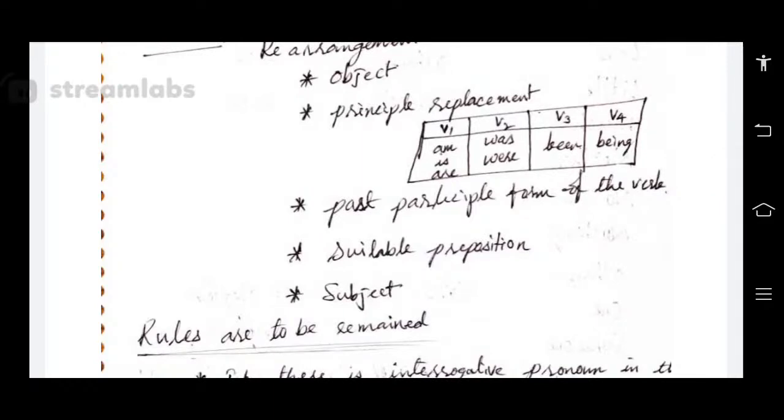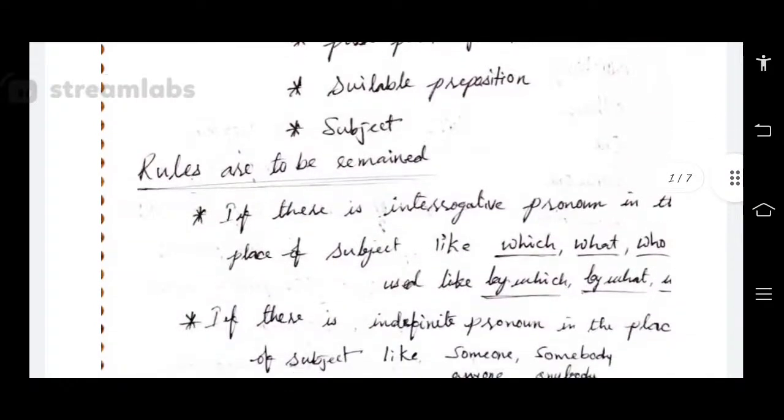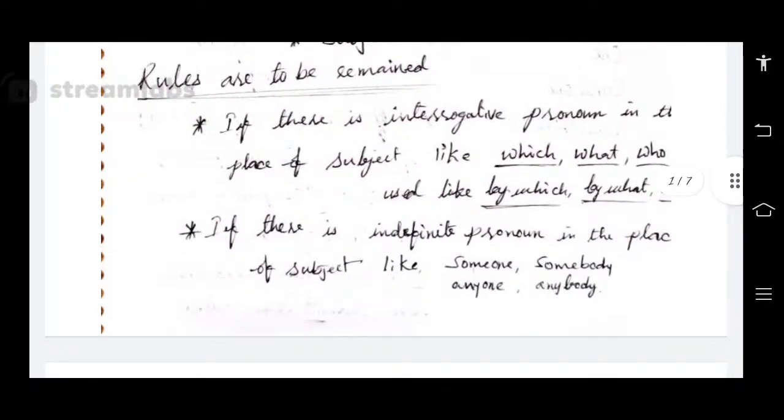Regarding the principle of replacement, you have a table, right? And the past participle form of the verb, a suitable preposition, and the sentence has to be ended by the subject. These are very important, the primary and fundamental rules. So far what did I say? To find the subject, verb, object, and rearrange them by using suitable places.